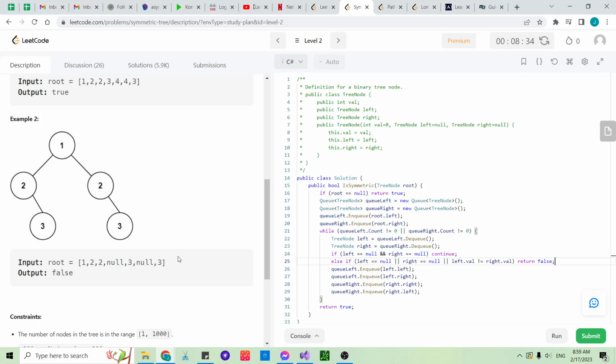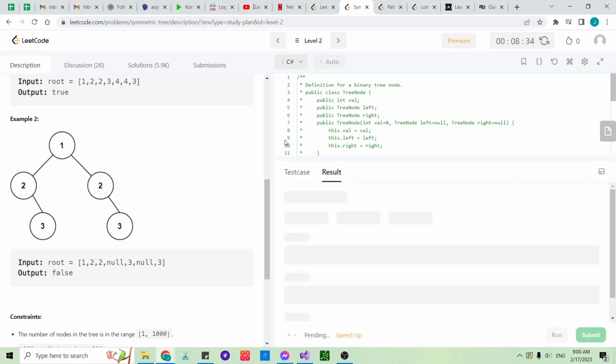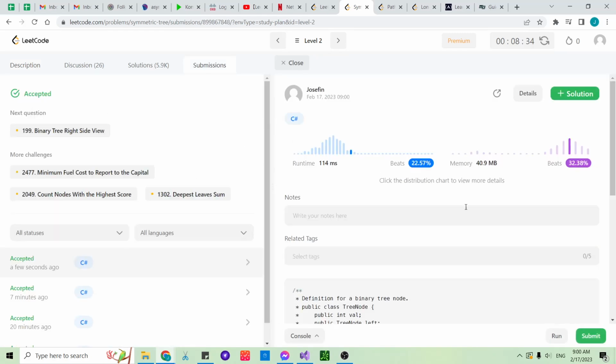So yeah, the point is that we do need to enqueue those null nodes in order to be able to mark the order of the tree. So we have null 3, and we're comparing that with 3 null. If we do not enqueue those null nodes, it would just be 3 after 2 in the queue, 3 after 2, and they would just be considered to be symmetric even when they're not. Alright, I think I'm done with this exercise.